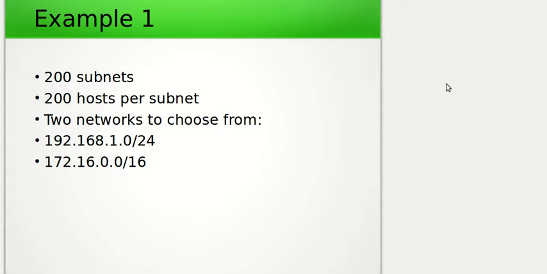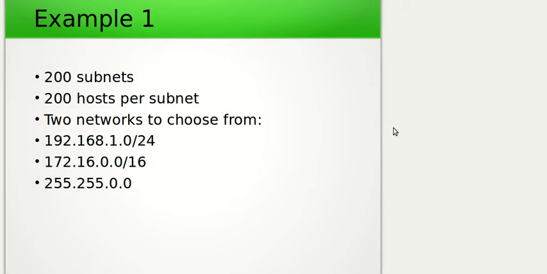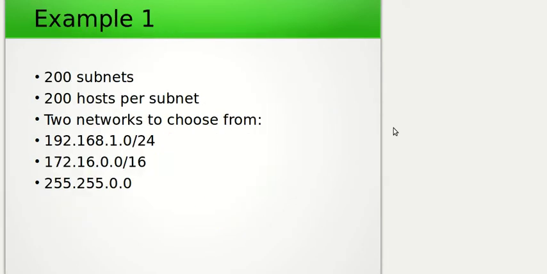we need to start off with the classful mask. So we know the classful mask is going to be this: 255.255.0.0. Okay, we have 16 bits to play with. How many bits are we going to need for our subnets? How many bits do we need for our hosts? If we go back to the previous slide, we know that the formula to calculate subnets is 2 to the power of s, where s is subnet bits.